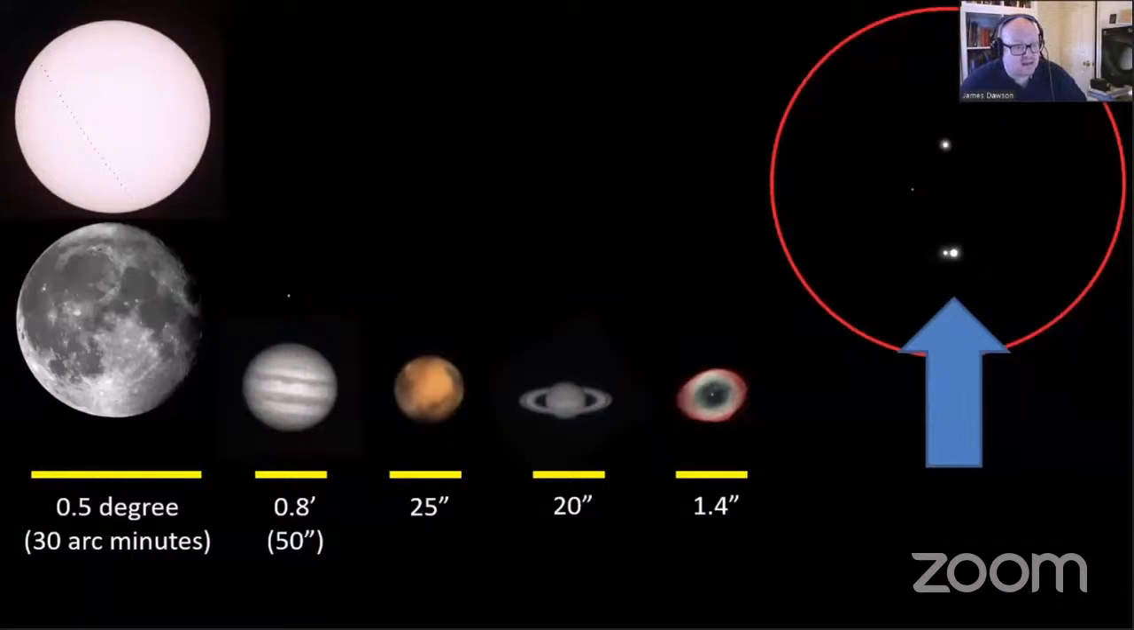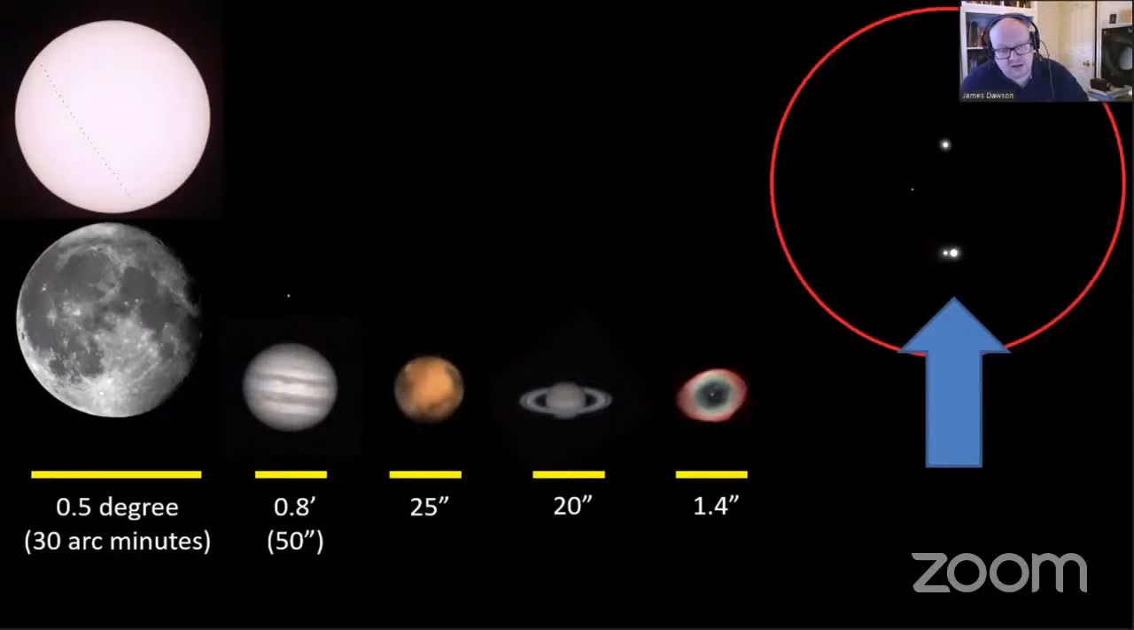And then these planets aren't to scale. It would be nice if they were that big, but they're not. This is just to show the planets, and these are all images I've taken. So Jupiter at its biggest is about 50 arc seconds, Mars about 25, Saturn 20, and that's the Ring Nebula, which is about 1.4 arc seconds.